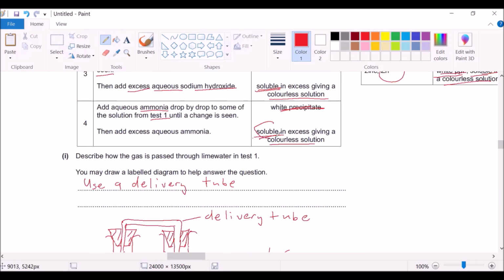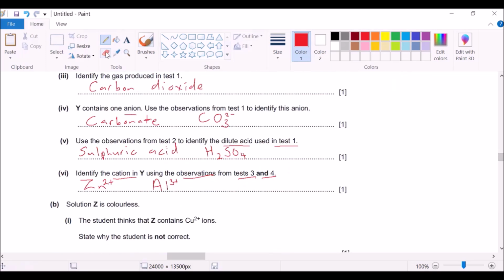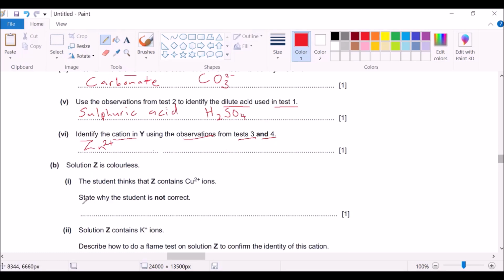So we are looking for this soluble in excess, which is zinc. So that's how we eliminate aluminium, because in excess ammonia, aluminium remains a solid precipitate. It doesn't become soluble, but zinc ions do.